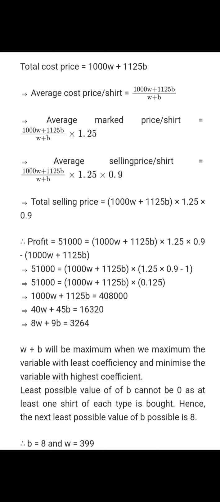So when we try empirically, we get, when B equals 8, the value of W as 399. So the number of blue shirts will be 8 and number of white shirts will be 399, and total number of shirts will be 407.